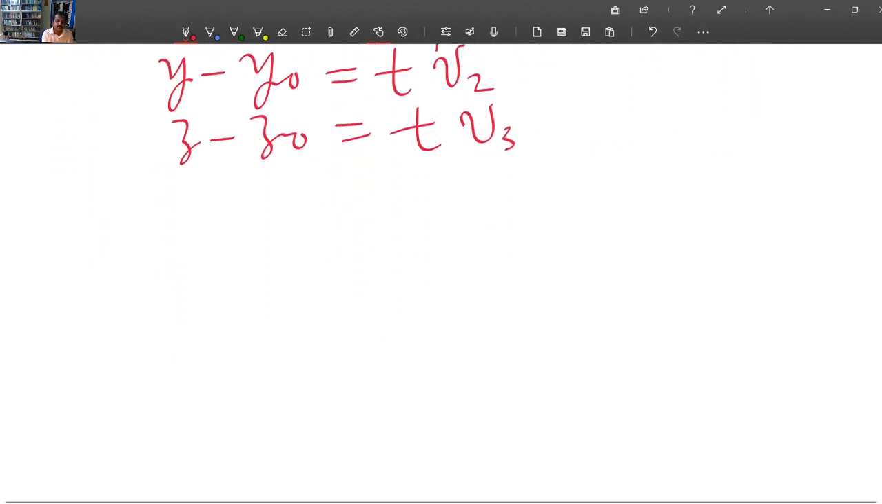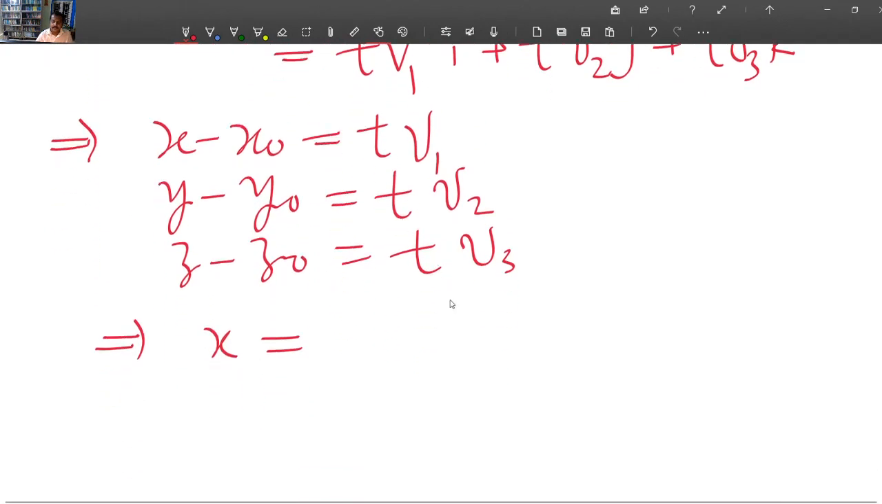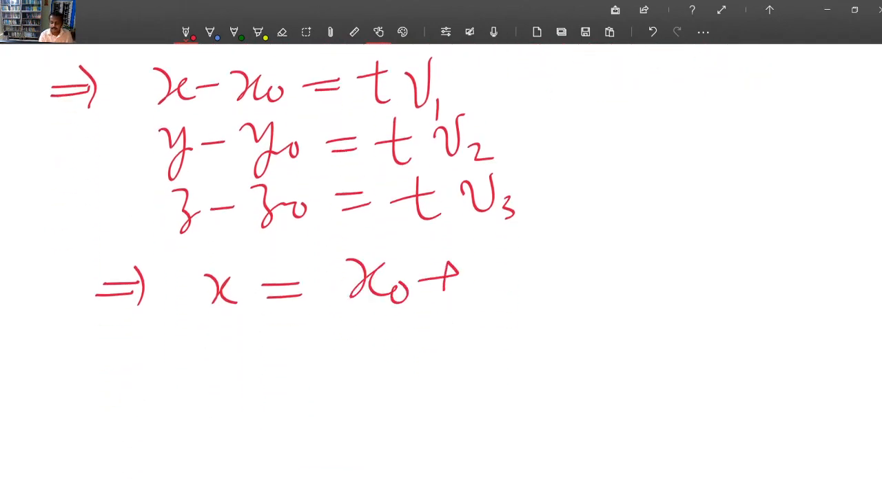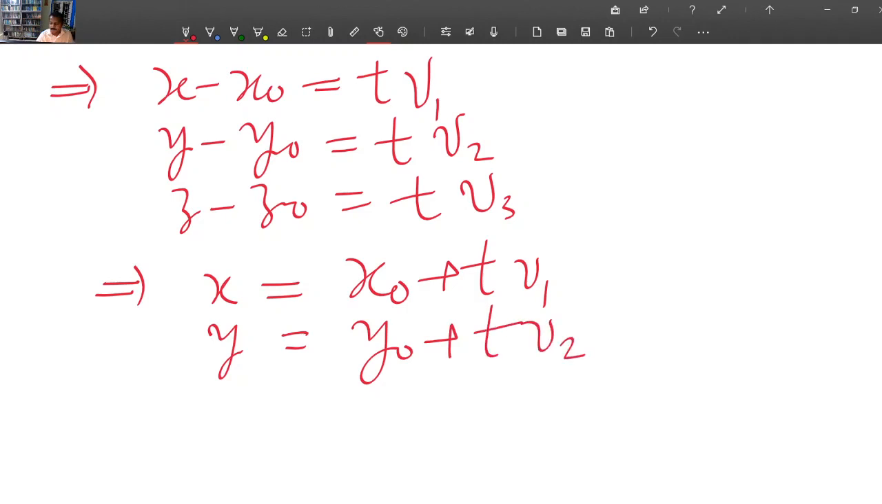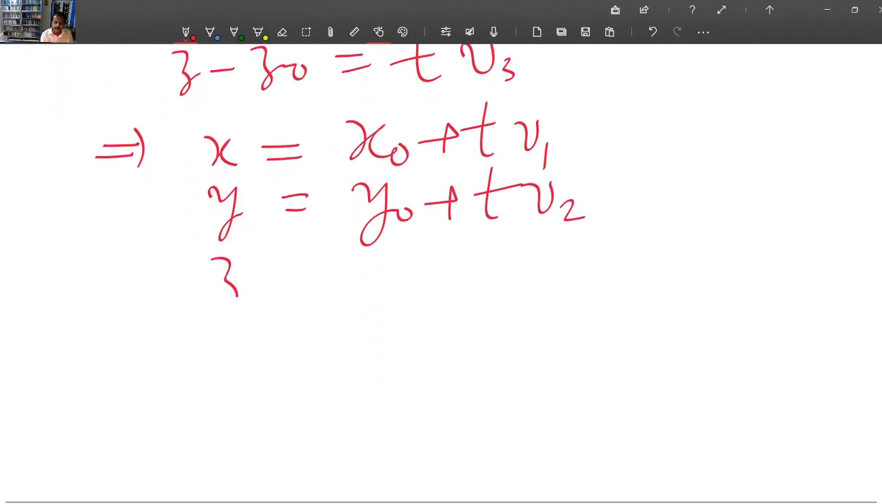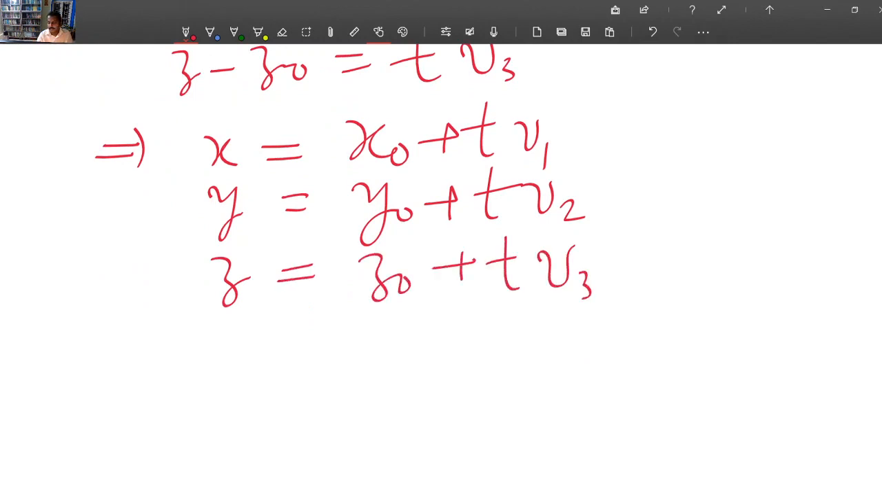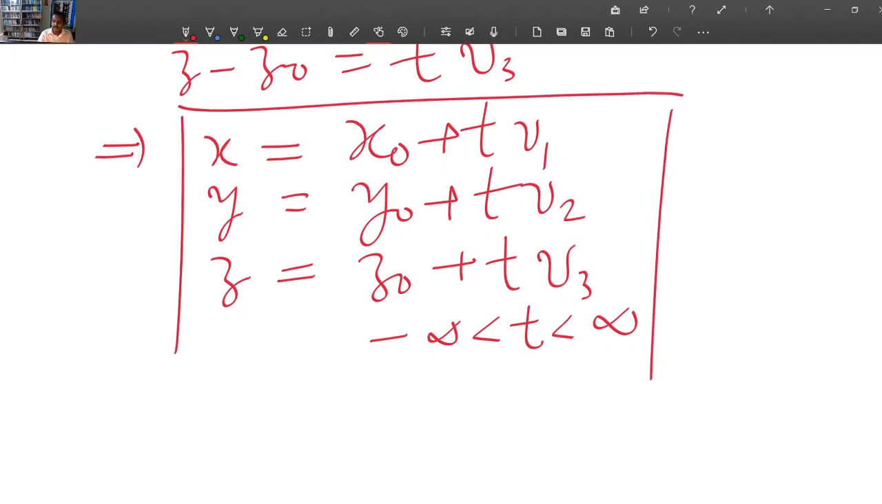That implies x is equal to x naught plus tv1, y is equal to y naught plus tv2, and z is equal to z naught plus tv3, where minus infinity less than t less than infinity is the parameter. So this is known as the parametric equation of the line.